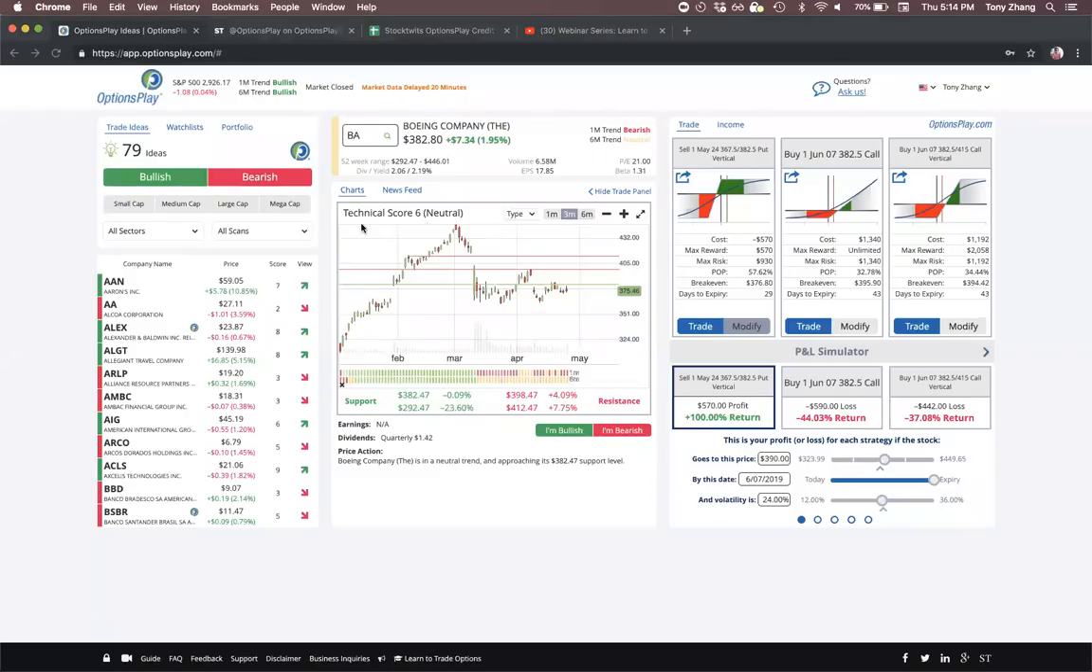Can we close the transaction at any time? Yes, you can close any credit spread prior to expiration at any time.